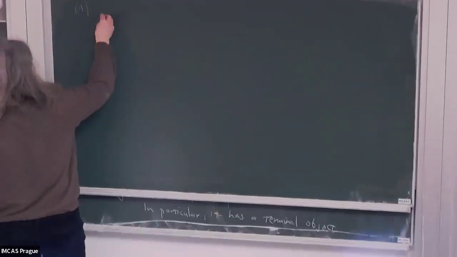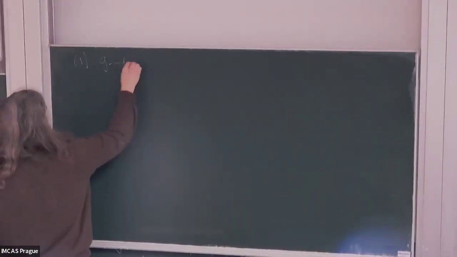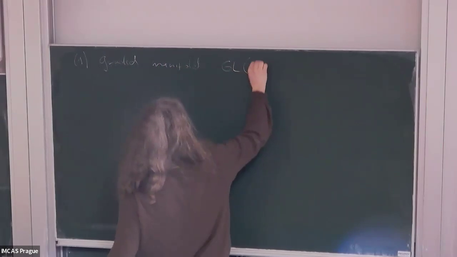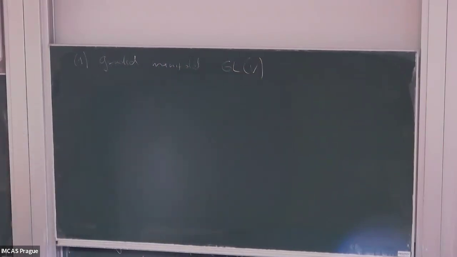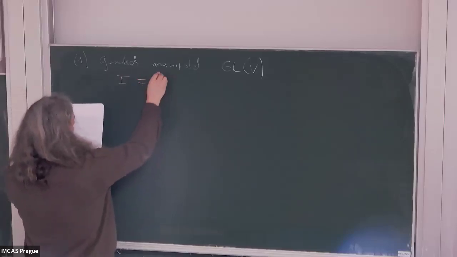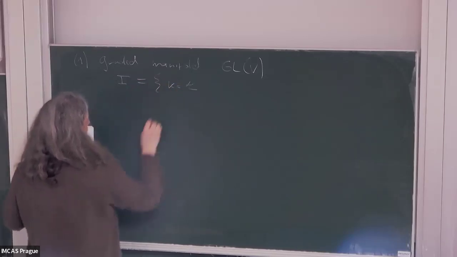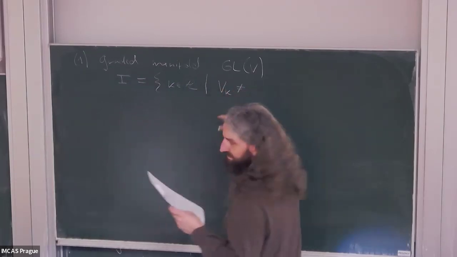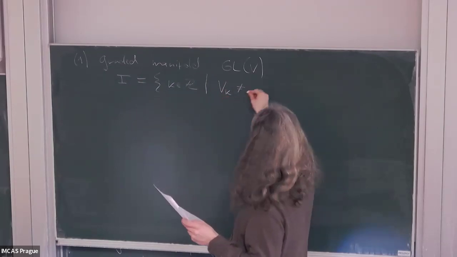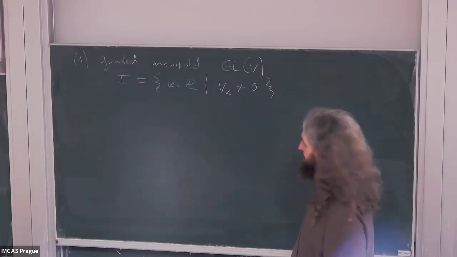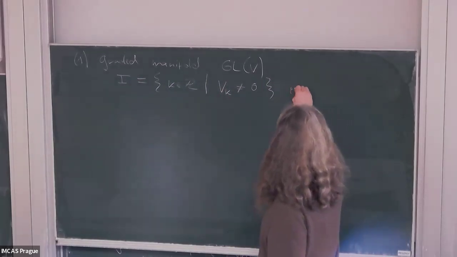So first of all, we have to have a graded manifold GLV. So what is the graded manifold in question? First of all, just define a finite set, the set of all integers k such that the kth component of V, the degree k elements of V, is non-empty. And this is a finite subset because we assume that V is a finite dimensional real vector space. So this is just a finite subset.